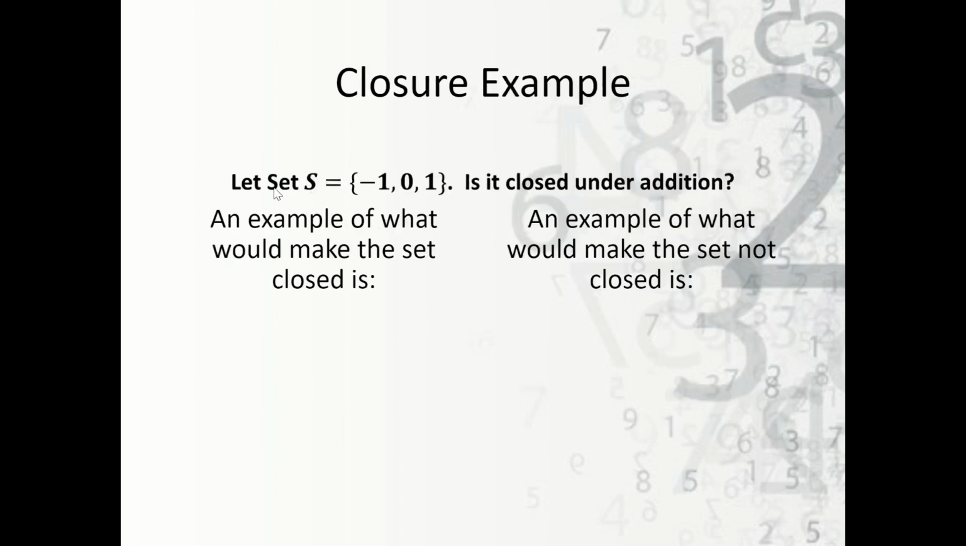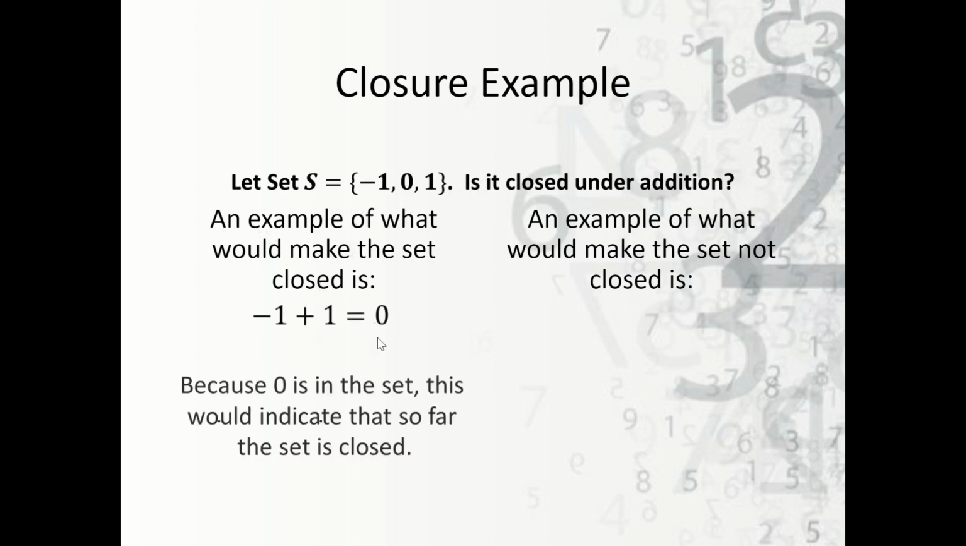So let's take a look at what this means. Here's an example. We have the set of -1, 0, and 1, and want to know, is it closed under addition? What that means is I'm going to take each of these elements, like -1 and 1, and when I add them together, I get 0, which is in the set. So that means the set might be closed. If for some reason, though, I end up adding two numbers together and the result is outside the set, so let's say I get 6, well, 6 is not in the set, so therefore it is not closed. An example of what would make the set look closed would be -1 plus 1 equals 0. Because 0 is in the set, it looks like it might be closed.